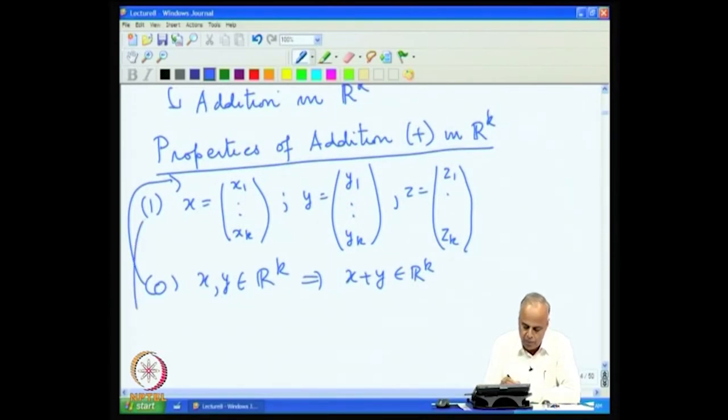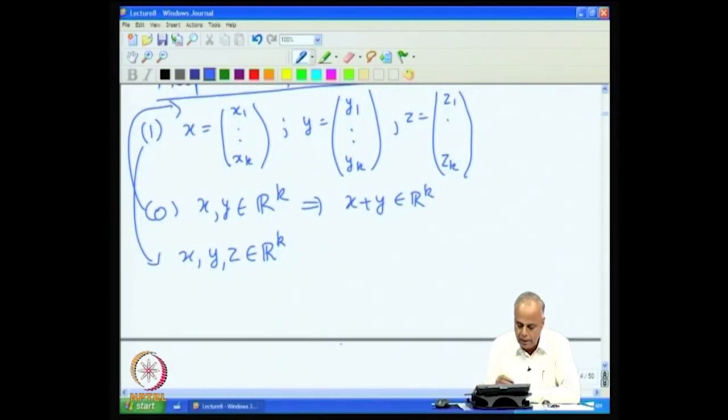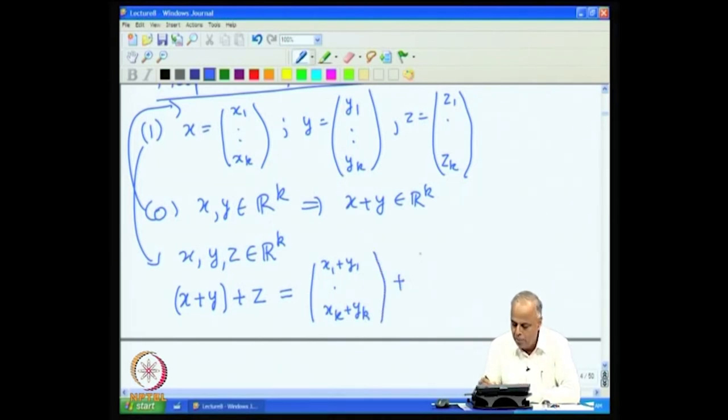Now, let us take property 1. We are taking three elements x, y, z in R^k. Now, let us look at x plus y. We have seen that the sum of two elements in R^k is again in R^k. So, this x plus y is an element in R^k. Any element in R^k can be added with another element in R^k. So, x plus y plus z is an element in R^k, and what is this? x plus y is (x1 plus y1, ..., xk plus yk), and this is the definition of x plus y, and plus z, which is (z1, ..., zk).